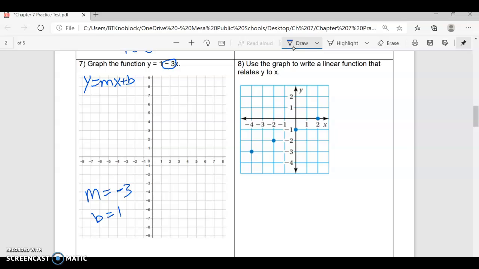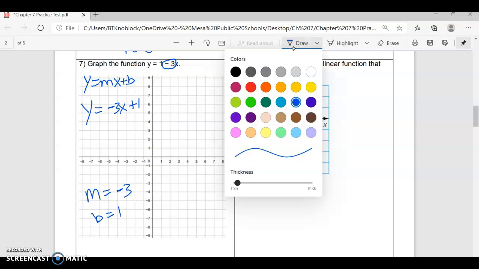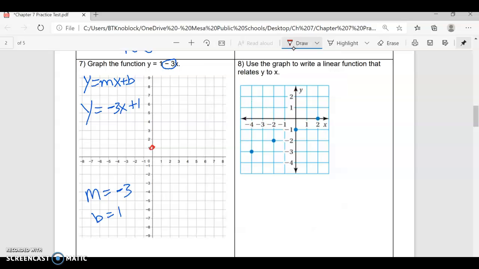So I could have rewritten this as y equals negative 3x plus 1, and then it would have been easier to graph. So my y-intercept is positive 1. My slope is negative 3. That means I go down 3 and over 1. So it's going to be right there. So once I connect those two dots, it'll make my line.